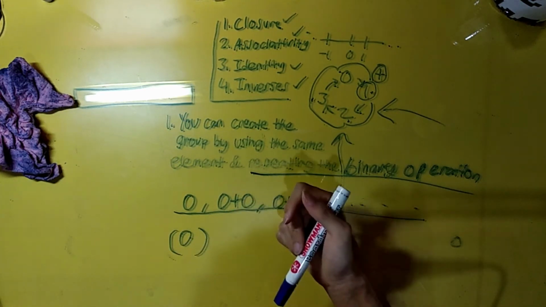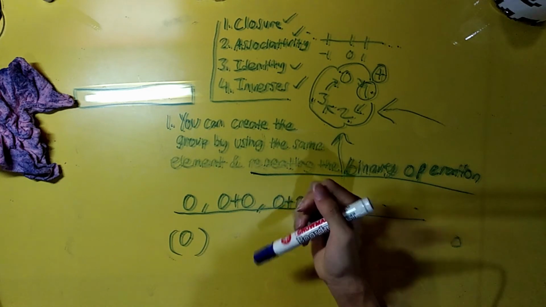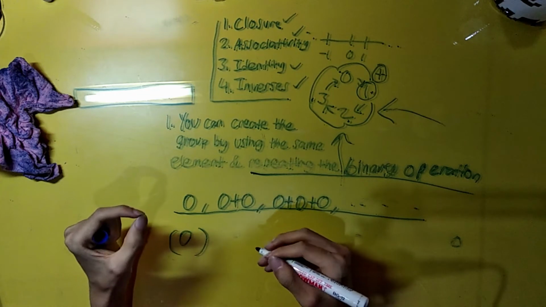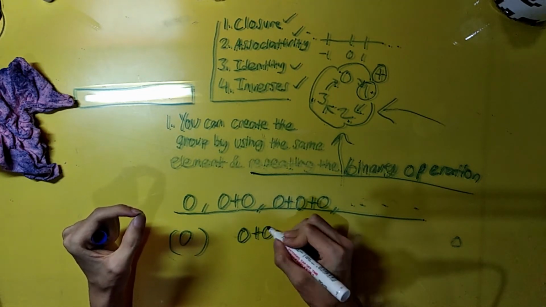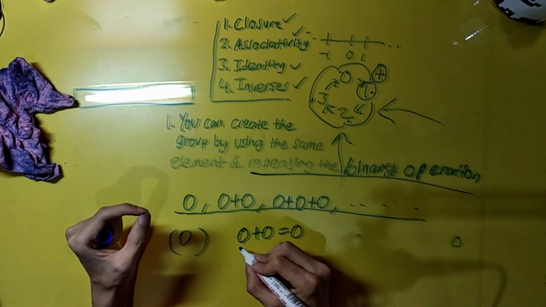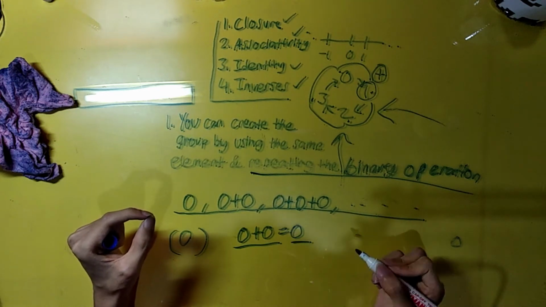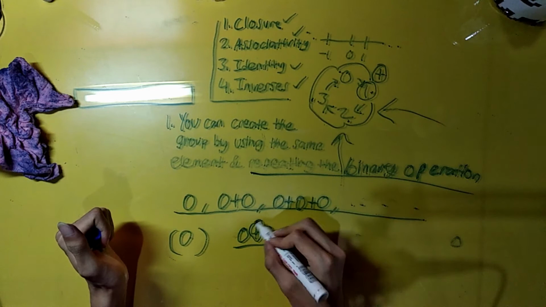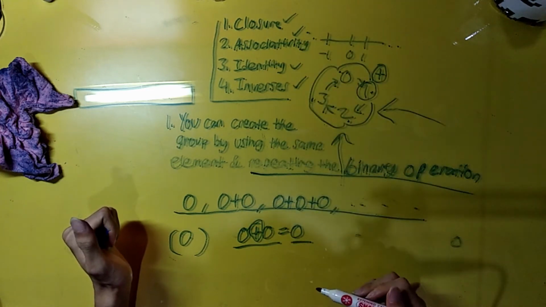So what's 0 plus 0? 0 plus 0 is 0, right? And 0 is still within the same group. So when you add 0 plus 0, that equals 0. This is part of the group. This is also part of the group. Cool. Associativity, we're using addition here, so definitely it is associative.